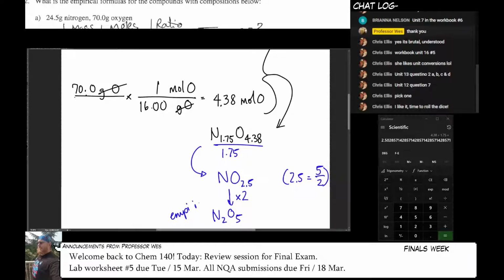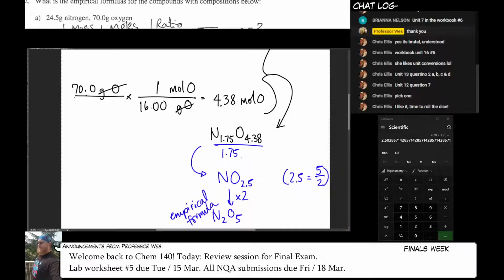Empirical formula. There we go. Now you're going to do the same process for B, C, and D. And we can come back and do another one of those later if we don't have any other questions. I want to try and do as many types of questions that people might have. But the gist is the same. Turn it into moles, and then make a formula, and then divide by the smallest number.